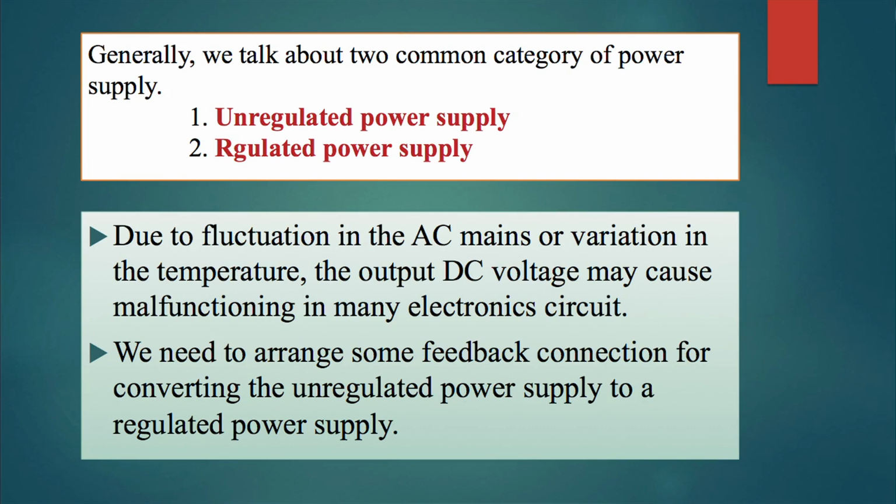Due to fluctuation in the AC mains or variation in temperature, the output DC voltage may cause malfunctioning in many electronic circuits. Because of that problem in an unregulated power supply, we need to arrange some feedback connection for converting the unregulated power supply to a regulated power supply. Let us discuss the regulated power supply.